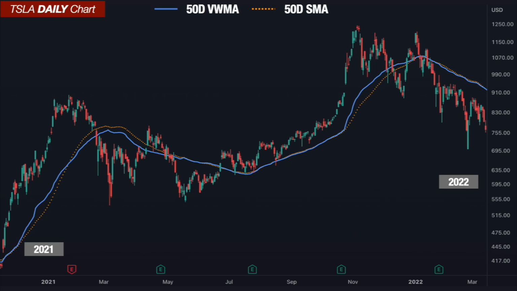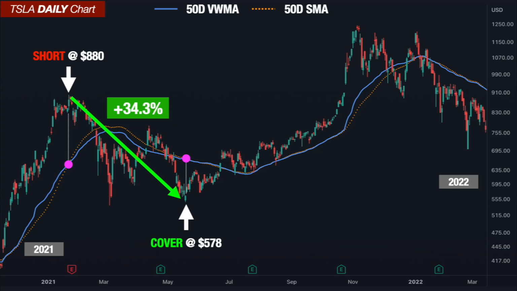So in our case, according to the signals, we short Tesla on January 25th at a closing price of $880, and then we cover our short position on May 18th at $578. That is a nice 34% return in just 4 months. When these two moving averages move together, like what we're seeing right here, that means the volume during this period is relatively low, and we should stay out of this stock during this time.